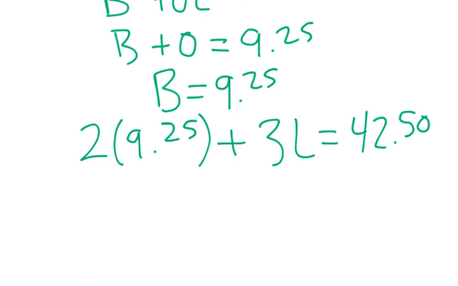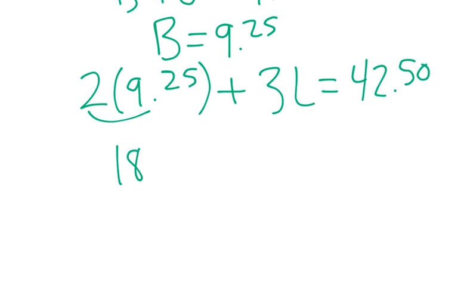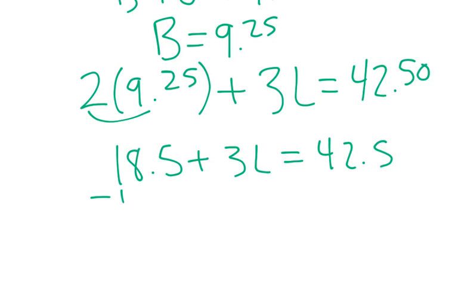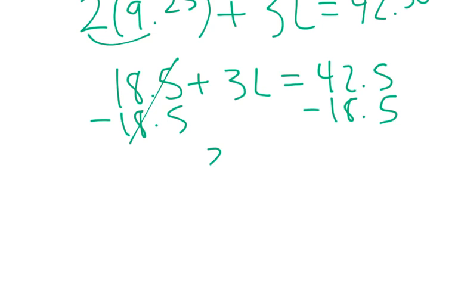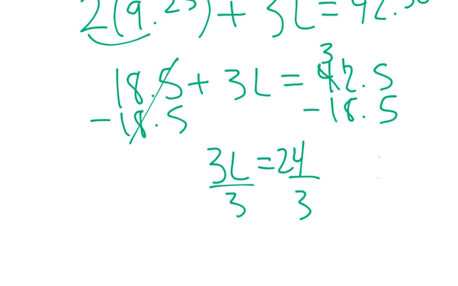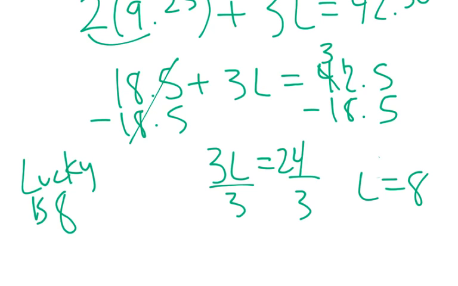Okay. Then we multiply that to get 18.5, so 18.5 plus 3L equals 42.5, simplifying it. Subtract 18.5. That cancels, we get 3L equals, that becomes 24. Divide by 3. And we get L equals 8. So the Lucky Licks are $8. And the Brutus Bites are $9.25. Okay?